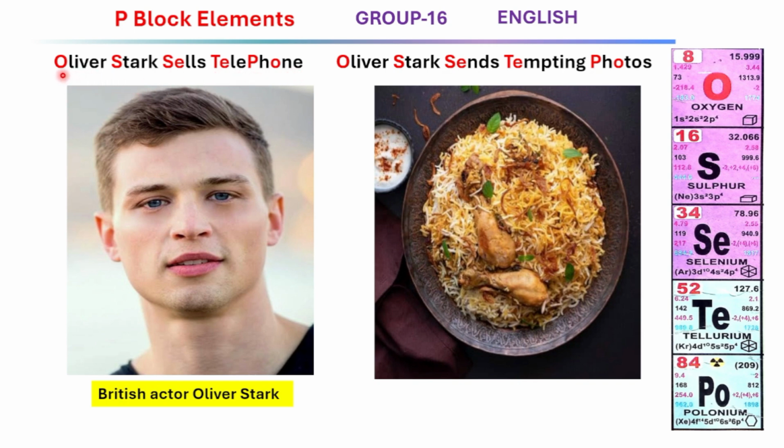So from Oliver you will get this O, which is for oxygen. In Stark there is only a single S, so from this S you have to remember sulfur. And in cells, you have Se, so from Se you have to remember selenium. From telephone you have Te for tellurium. And in phone you have P and O, so this PO stands for polonium. So Oliver Stark sells telephone.